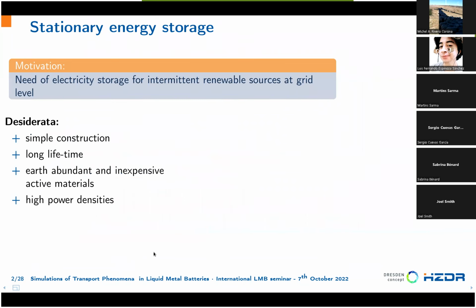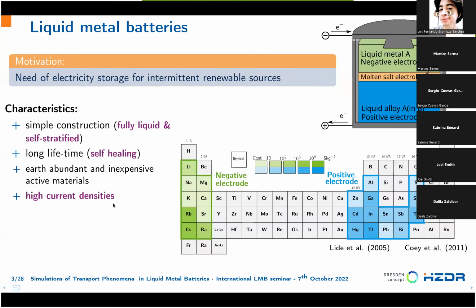In order to allow the penetration of intermittent and renewable energy sources like sun and wind, we need electrical energy storage that should be cheap and reliable. And in order to be cheap, we need a technology that has a long lifetime, simple construction, and uses inexpensive materials, and also high power densities are of great interest. And liquid metal batteries are able to meet all this demand.